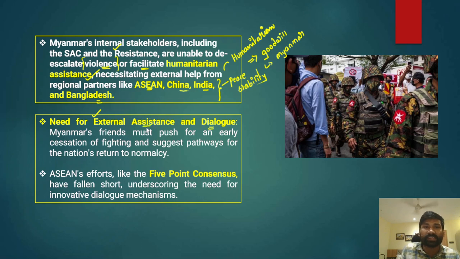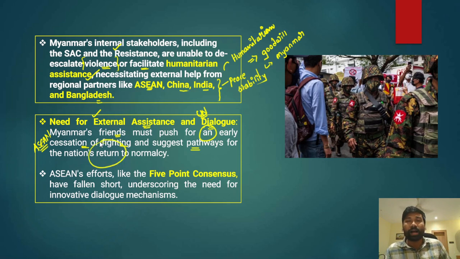So this necessitates external assistance from other like-minded countries such as India, China, and Asian countries and other superpowers. In fact, the UN, everyone should sit together and find a peaceful solution for this Myanmar issue. In this context, Myanmar's friends such as the Asian countries, and India is not part of ASEAN, remember, must push for an early cessation of the fighting and suggest pathways for the nation's return to normalcy. The Asian nations can play a very important and larger role, and Asian neighbors can push Myanmar's military regime to cease violence and fighting and come back to the diplomatic table to discuss a better solution.